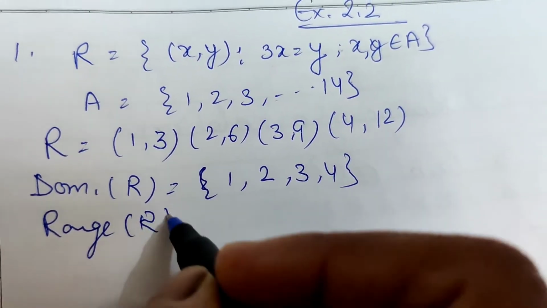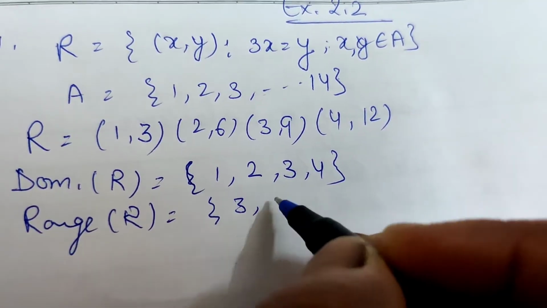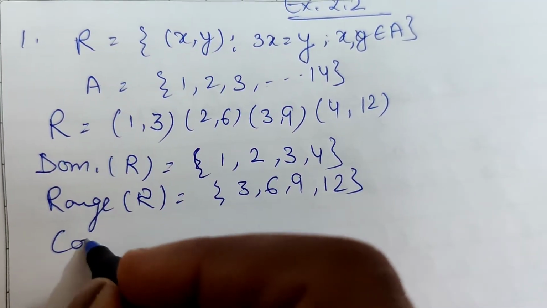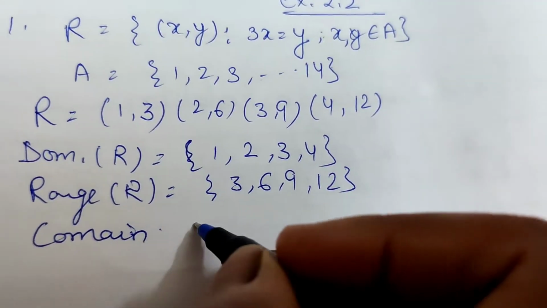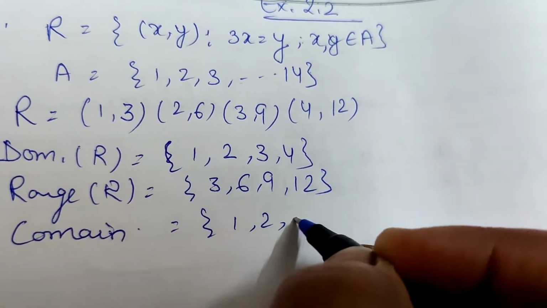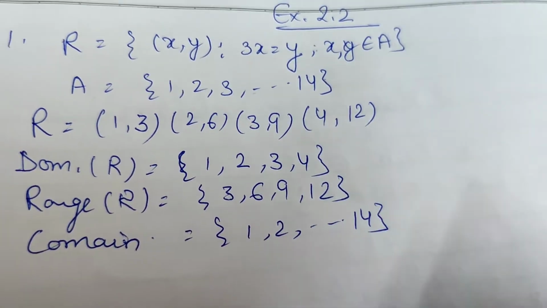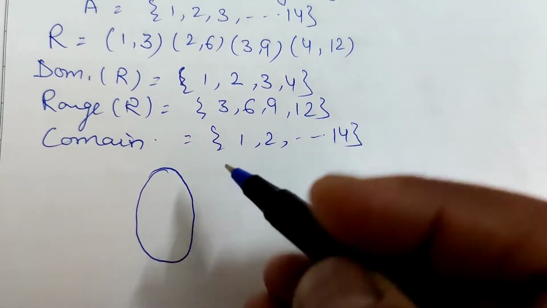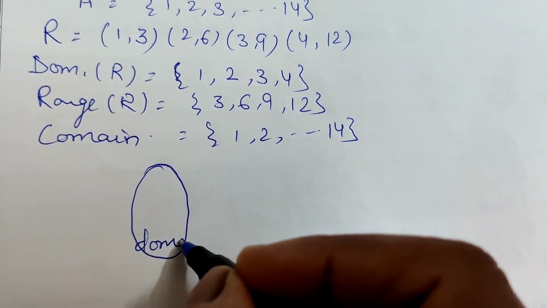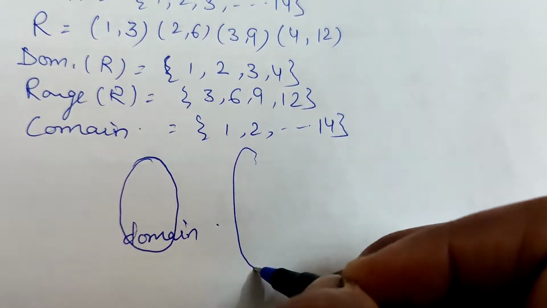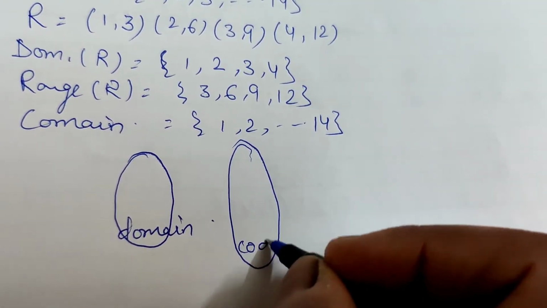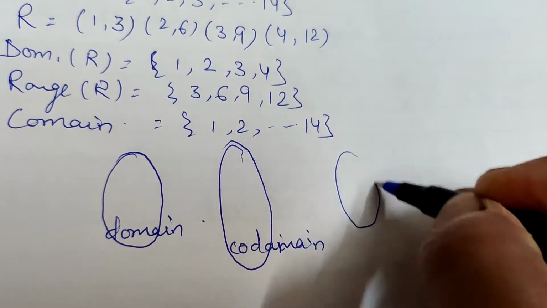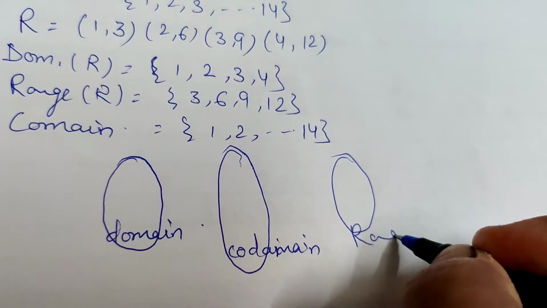And the range of R is 3, 6, 9, 12. This is the range. And the codomain means all the elements 1, 2, 3, 4 up to 14. This is the codomain. This is a domain. Next, codomain. And last, range.